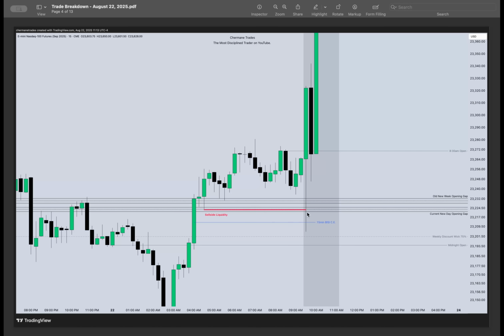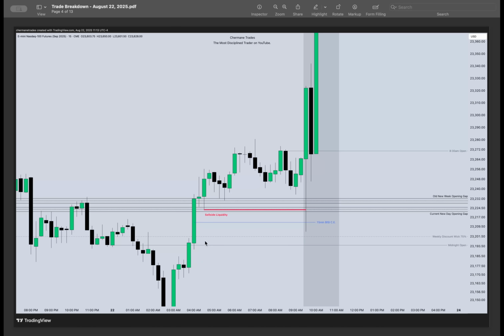Zooming in, same 15-minute chart. We have sell-side liquidity, and the gray shaded region is our morning session from 9:30 to 11 o'clock. So we open at 9:30 here and trade lower. Before I go any further, if you can hear the lawnmowers and noise in the background, I apologize. Can't do anything about it. But we open at 9:30, trade down into the old new week opening gap and our current new day opening gap, clearing out sell side liquidity. We have the midpoint of this 15-minute imbalance.